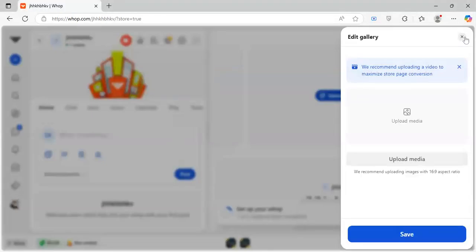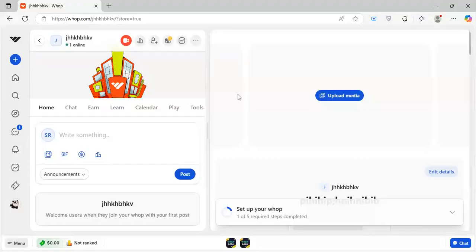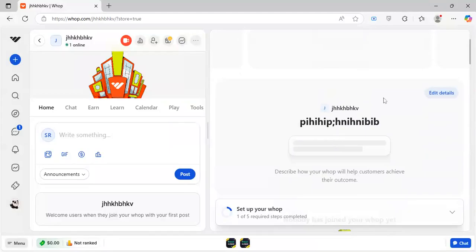So today we're talking about how you can create a product page on Whop that can create conversion. So the first thing you have to do is upload a media. Uploading a media would mean that you're uploading something that is talking about your product and can give good conversion. So I would recommend uploading something that talks about your product and gives people what they want to know. And the other thing in this one is describing how the customers will achieve their outcomes.